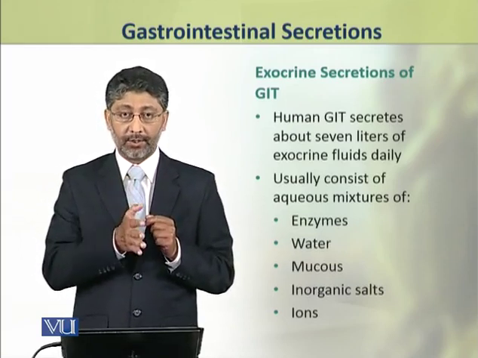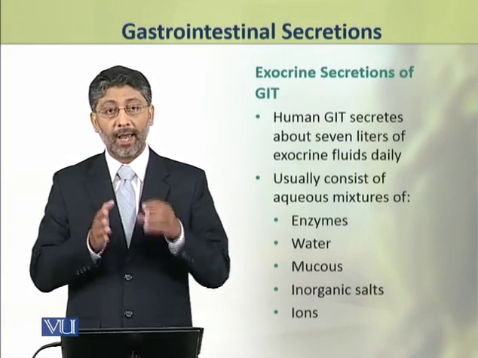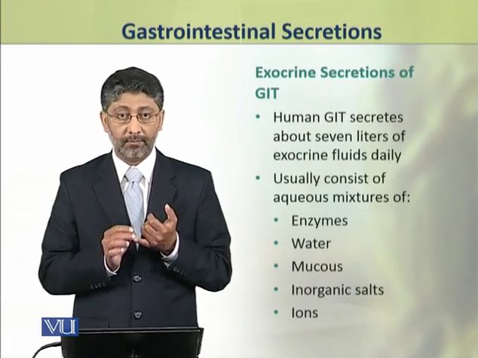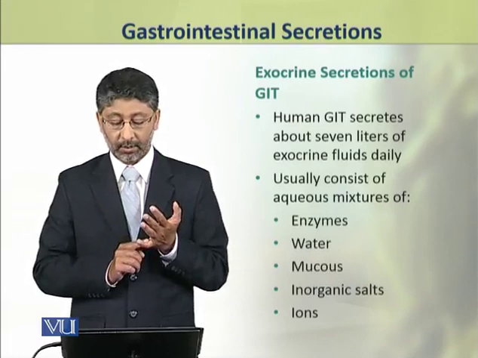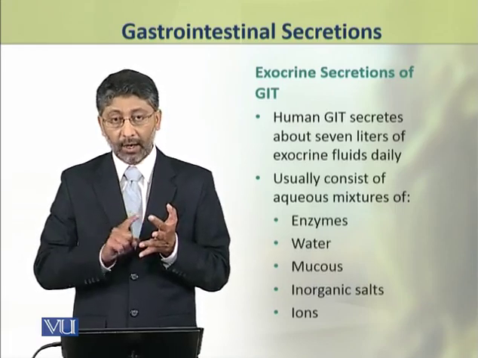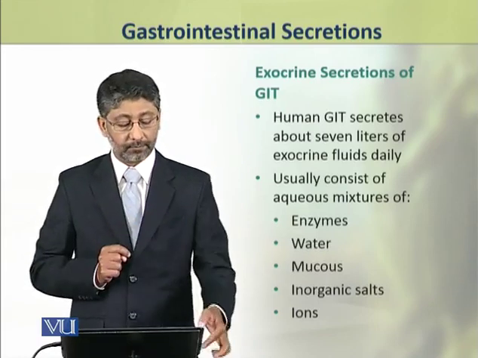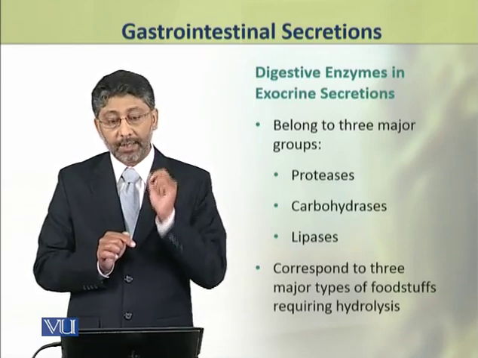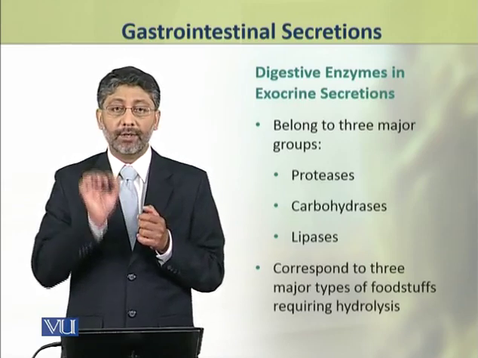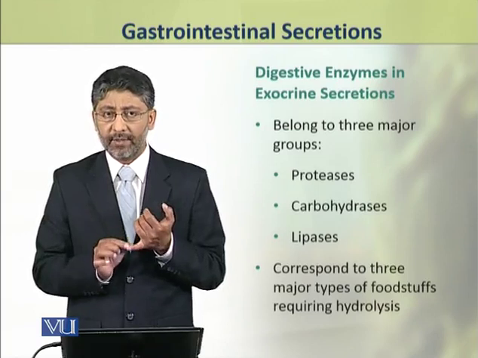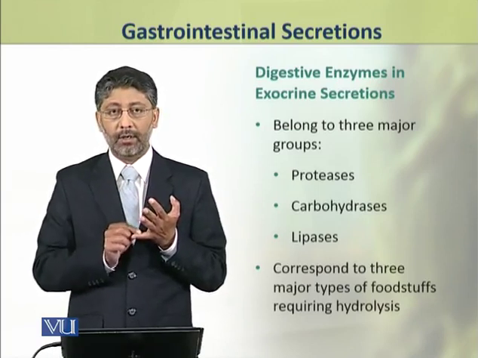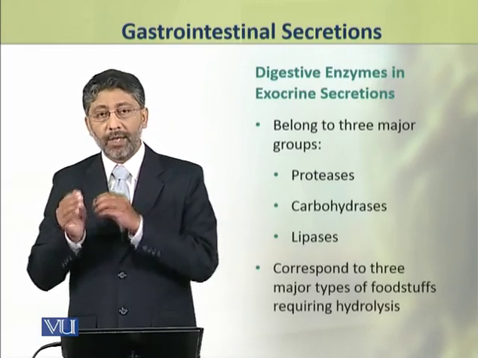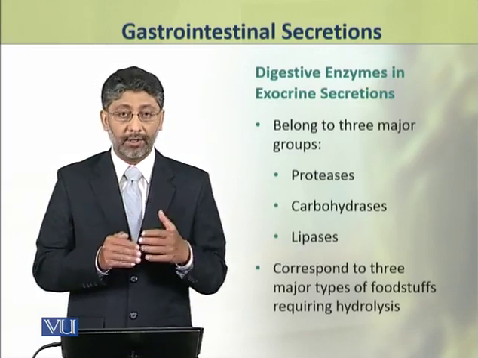These exocrine secretions have varied compositions, but all have some basic components, that is, most of them contain enzymes, all of them contain huge quantities of water, mucus, inorganic ions or salts, and various ions. Now we shall discuss the digestive enzymes which are present in the exocrine secretions. These enzymes belong to 3 major categories. These enzymes may be proteases or carbohydrases and lipases. These 3 categories correspond to the 3 major types of foodstuffs which require hydrolysis or breakdown.